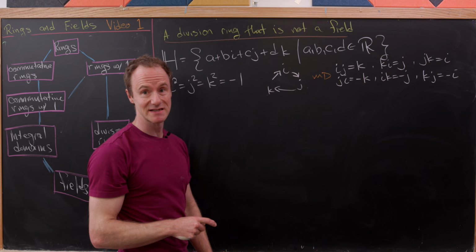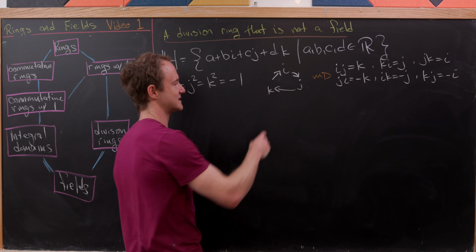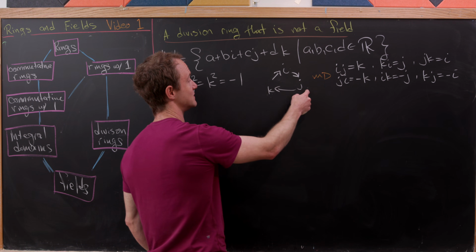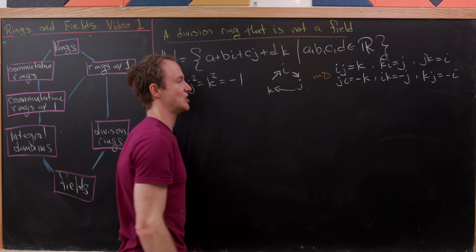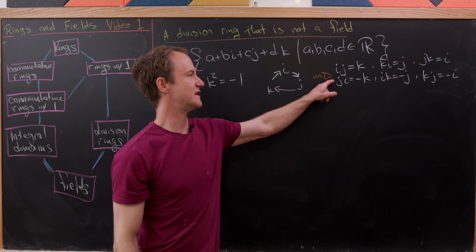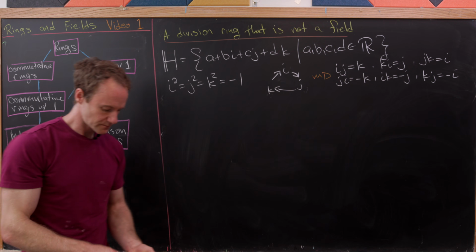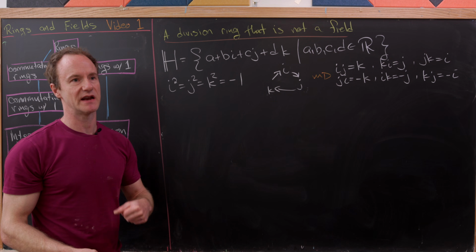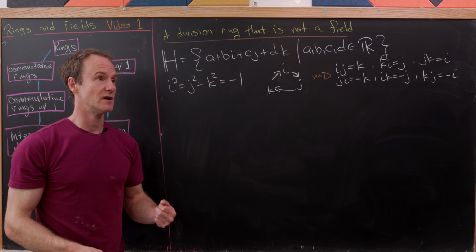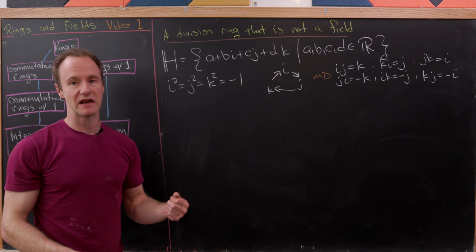If you go against the arrows, you pick up a minus sign. k times j is negative i, or i times k is negative j. You can summarize it with these rules over here. Now, it's pretty easy to check that everything is satisfied except perhaps the multiplicative inverses.